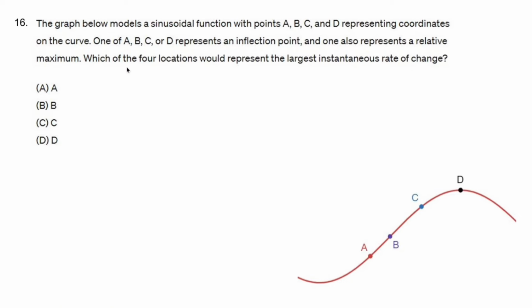The graph below models a sinusoidal function with points A, B, C, and D representing coordinates on the curve. One of A, B, C, or D represents an inflection point, probably B, because it's right in the middle. And one also represents a relative maximum.